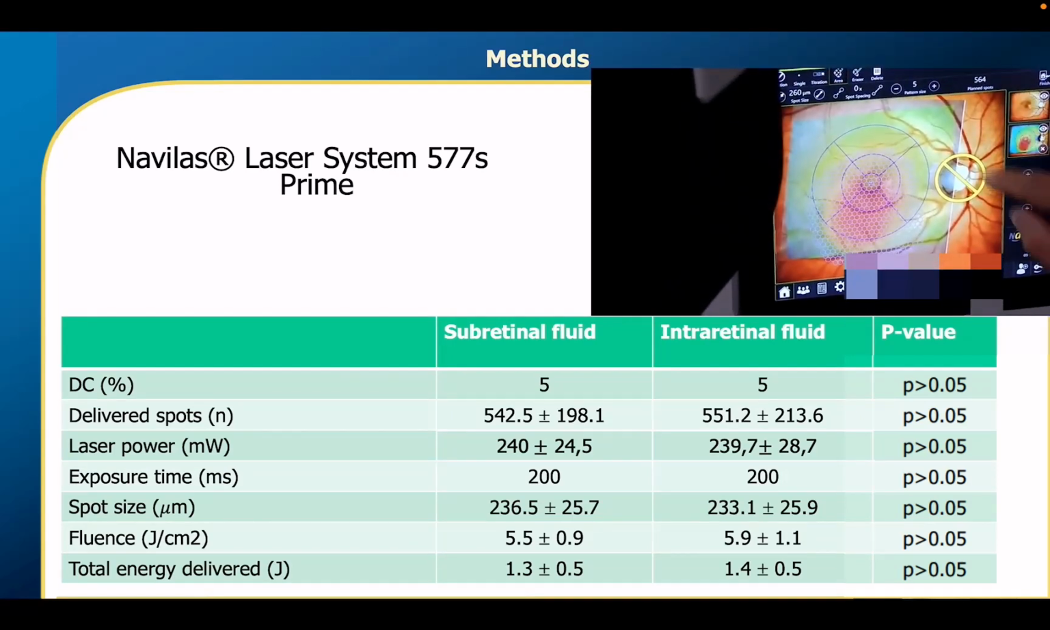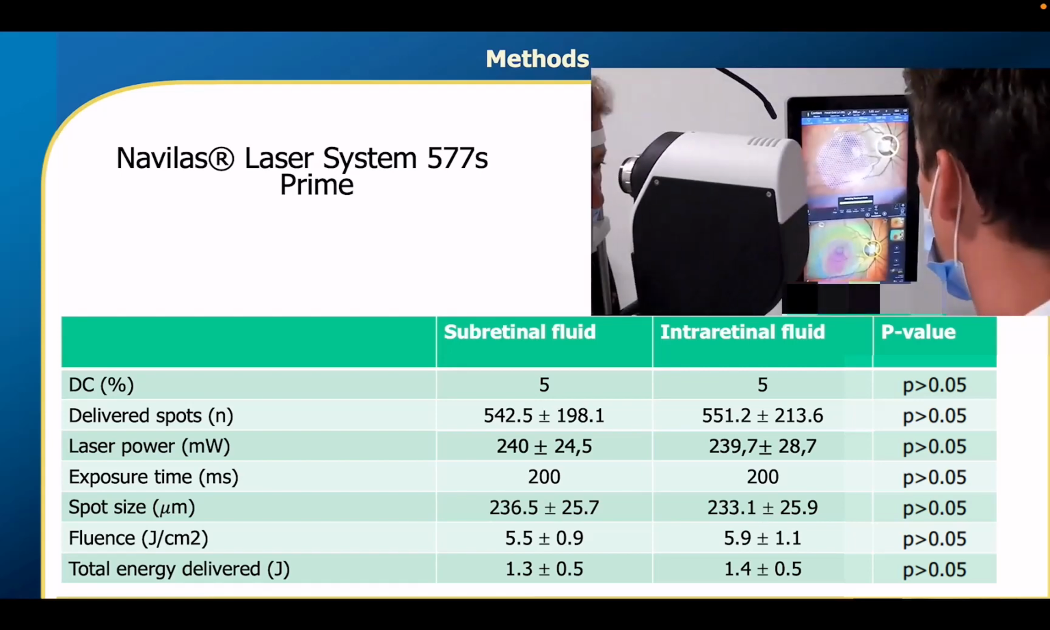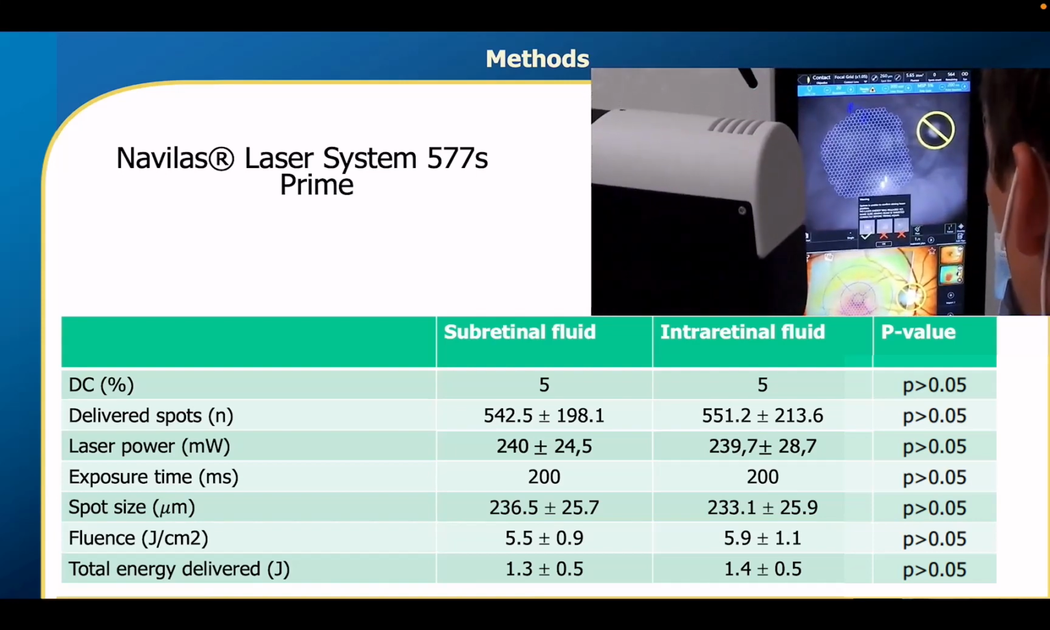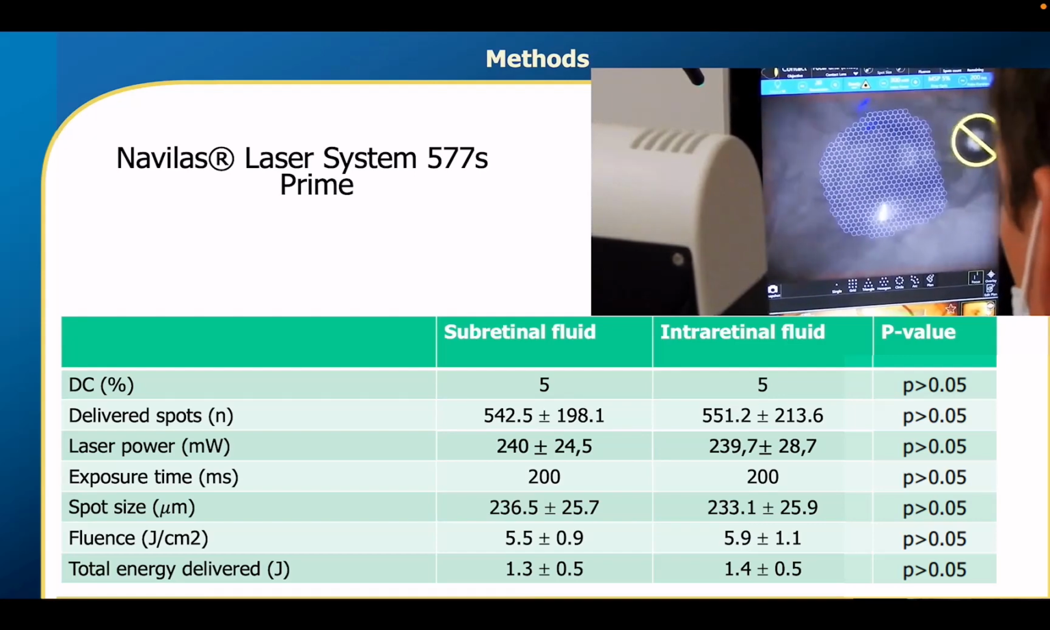Okay, and now we can start. The table below shows the laser parameters that did not differ between the groups.